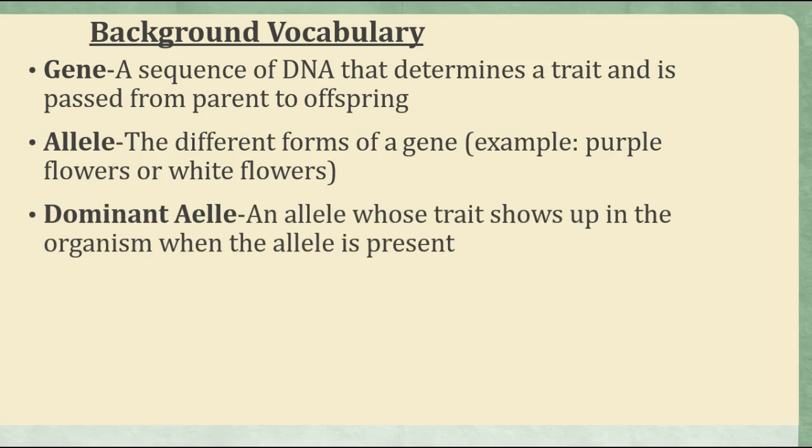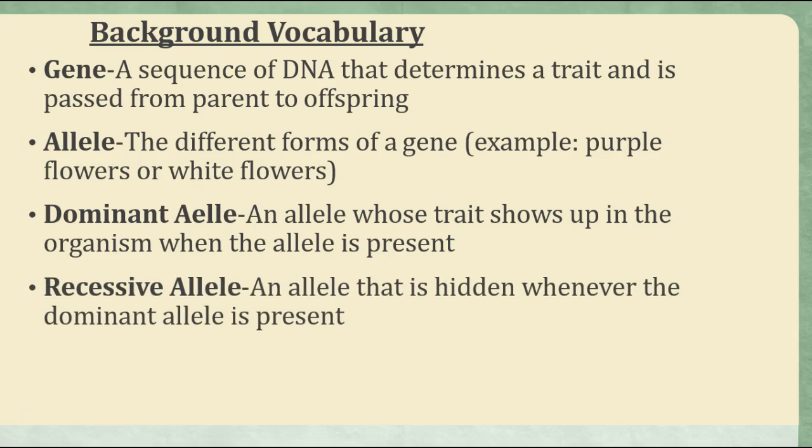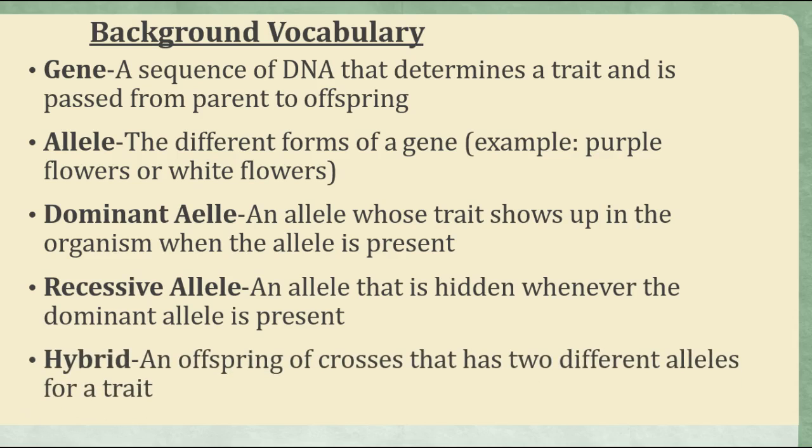Dominant alleles are alleles whose traits show up in the organism when the allele is present. And a recessive allele is an allele that is hidden whenever the dominant allele is present. So the dominant allele always wins. And a hybrid is an offspring of crosses that has two different alleles for a trait.